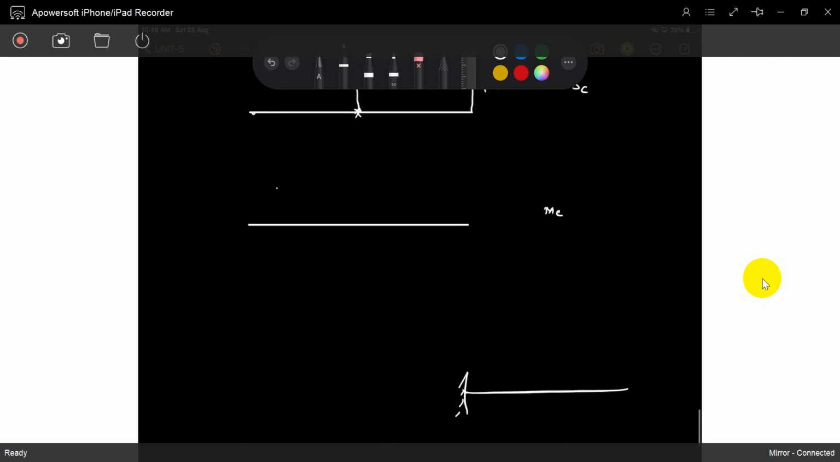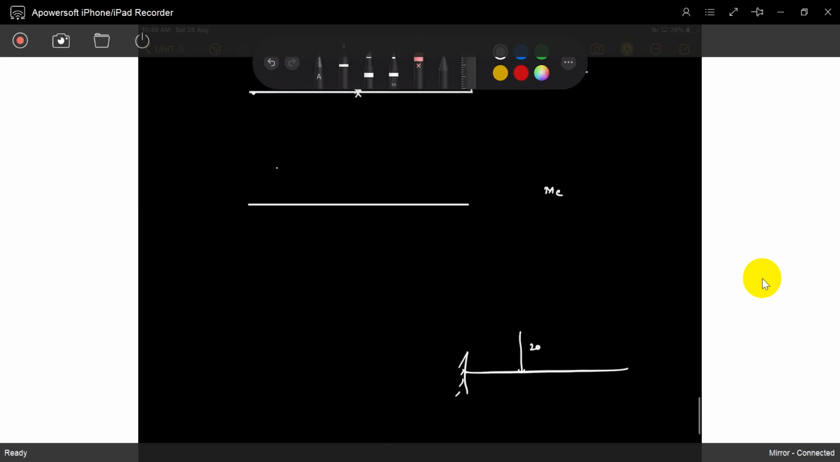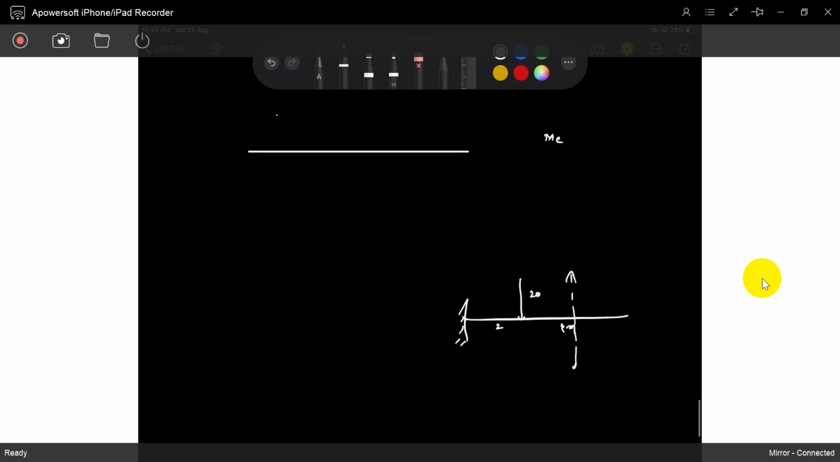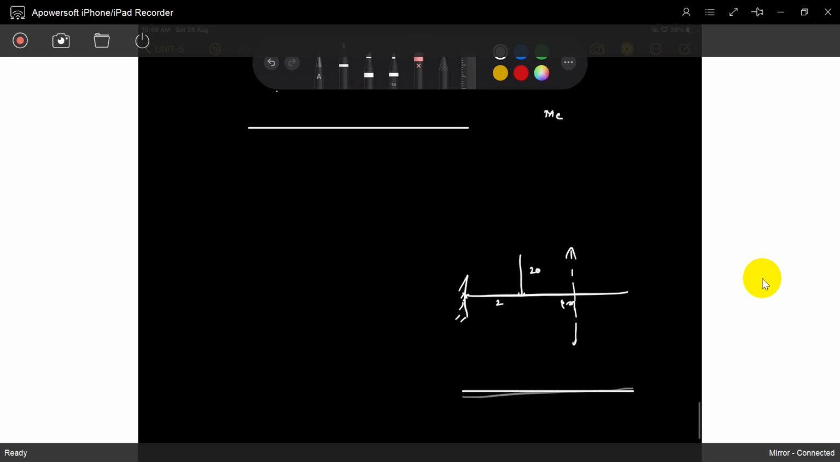Otherwise you can just check it. This is a beam. I applied 20 kilonewtons here. It's 2 meters, it's 4 meters. What is the bending moment here? If you draw the bending moment diagram, what is 20 into 2? It's 40. It's a 40 bending moment. So where does it come to 0? At this point it's 0.